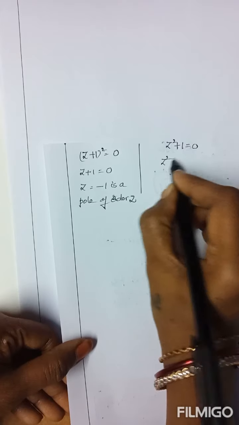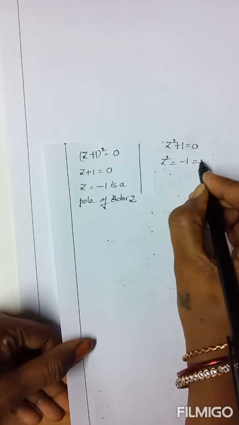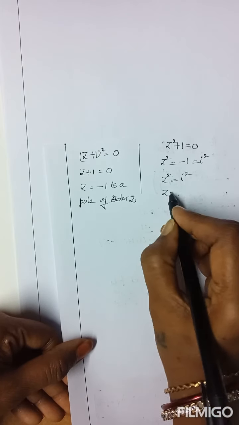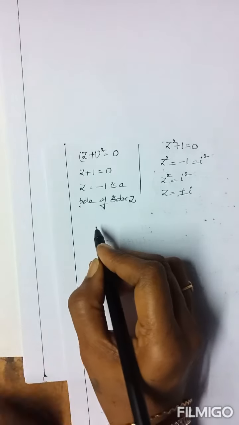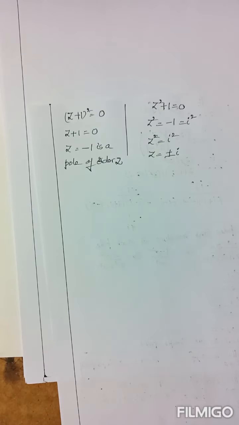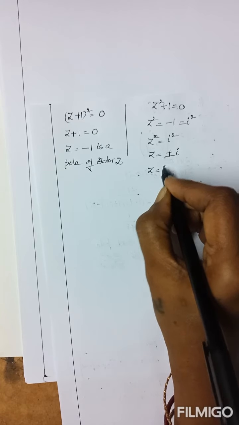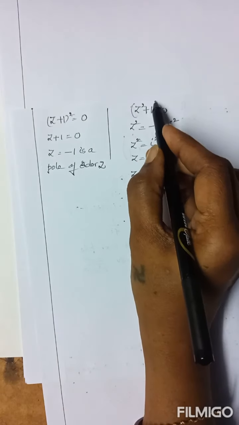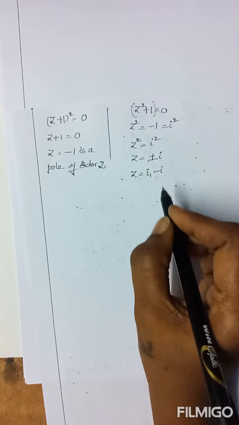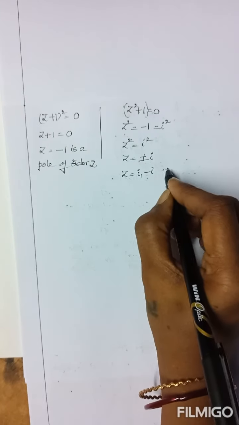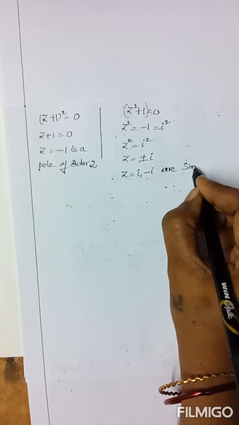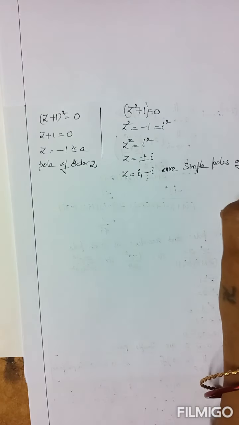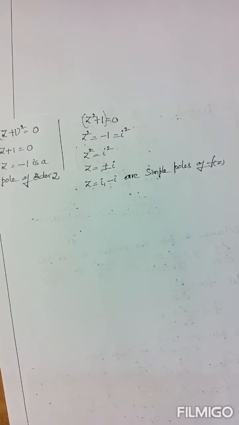The power of this factor is 2, so pole of order 2. After that, z square equal to minus 1, also written as i square. z square equal to i square, z equal to plus or minus i. So z equals i, minus i are also poles, but the order is 1. The power of the factor is 1. So these two are called simple poles of f of z.